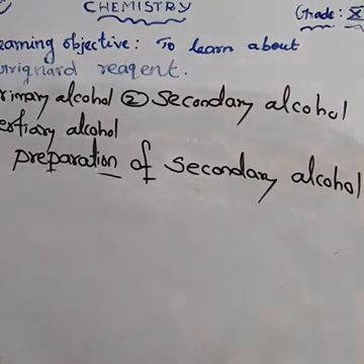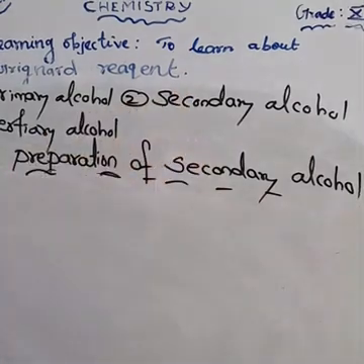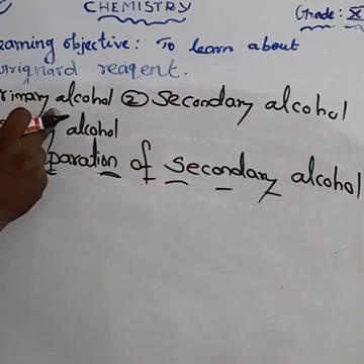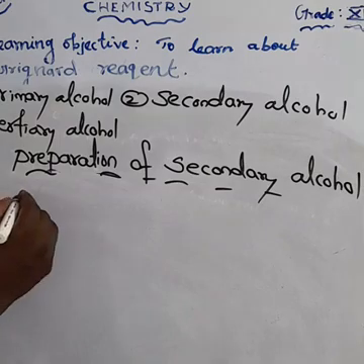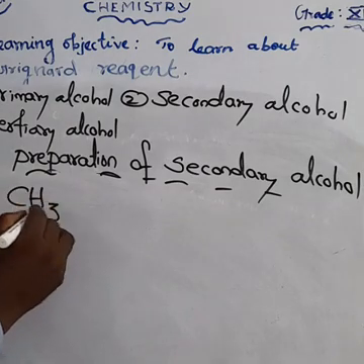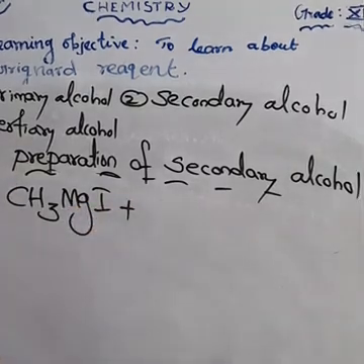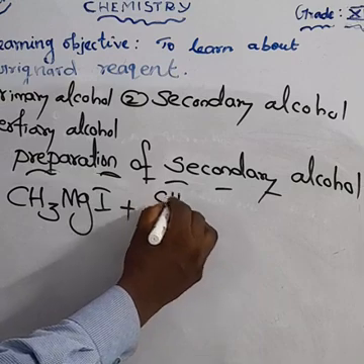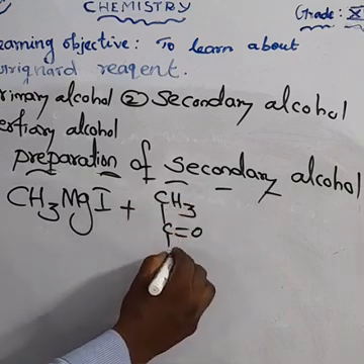Secondary alcohol. Preparation of secondary alcohol. Okay, primary alcohol is over. That's the reaction between methyl magnesium iodide and formaldehyde. What's the formula for formaldehyde? HCHO. Here, methyl magnesium iodide reacts with acetaldehyde. Acetaldehyde can be written as CH3 C double bond O hydrogen.